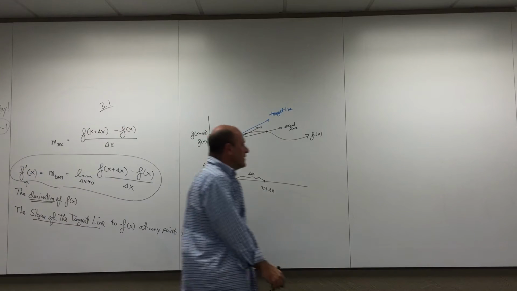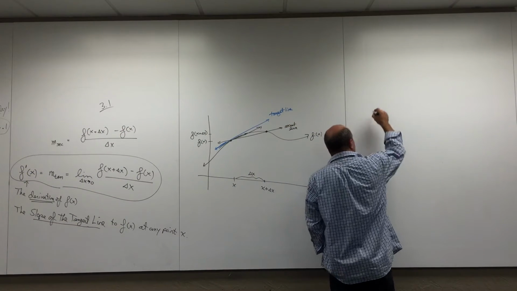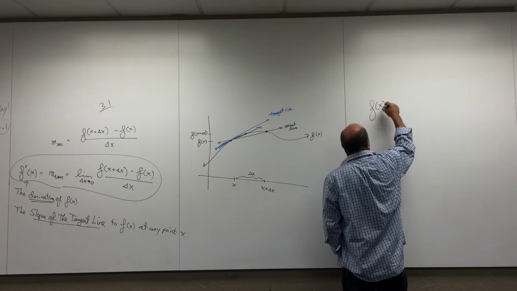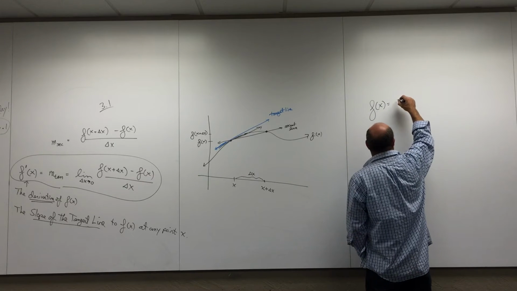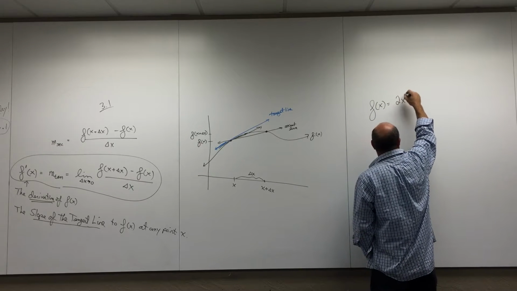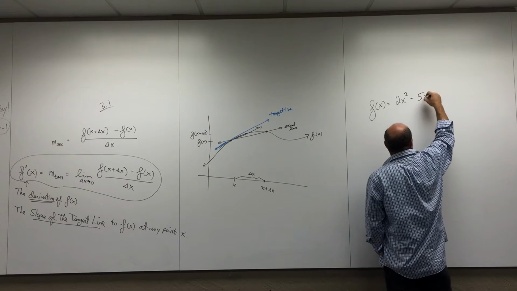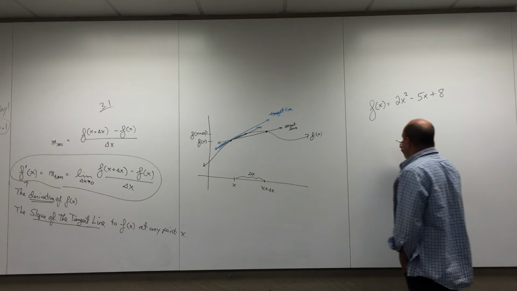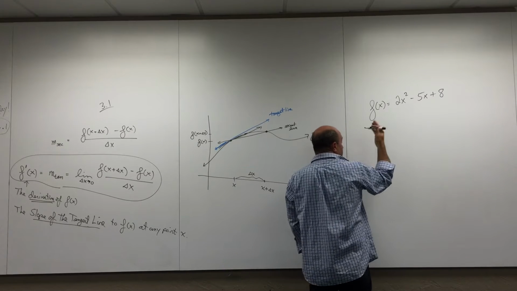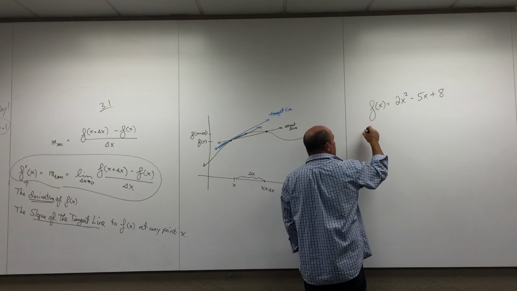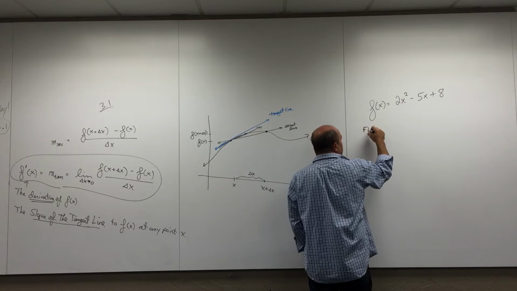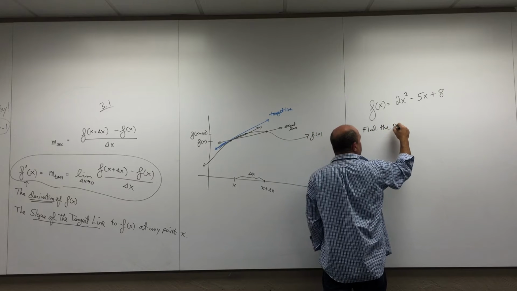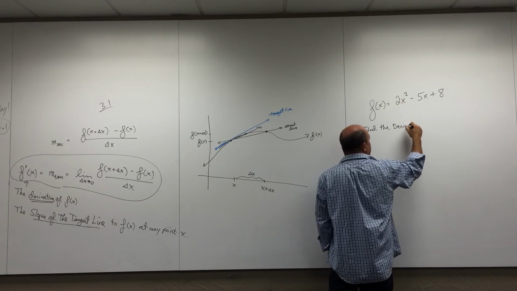Let's try a problem. On your quiz Friday, you were supposed to do a problem kind of like this. I'll just make one up here: 2x squared minus 5x plus 8. On this test Friday, I might just say, please find the derivative of f of x.